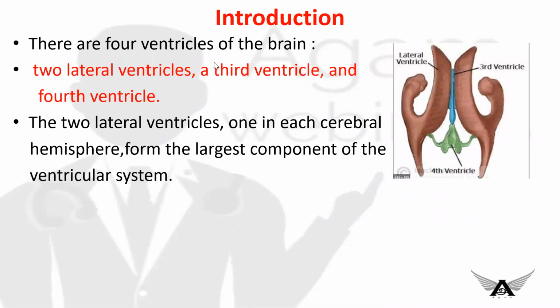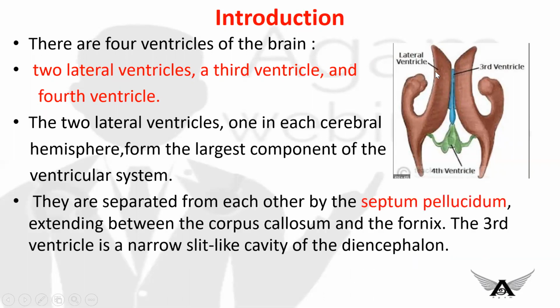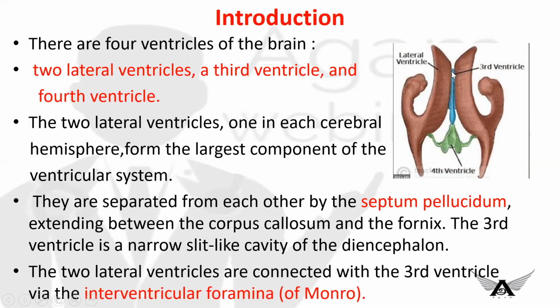So, there are four ventricles of brain: two lateral ventricles, a third ventricle, and a fourth ventricle. The two lateral ventricles, one in each cerebral hemisphere, form the largest component of the ventricular system. These are the lateral ventricles, located in the cerebral hemispheres. They are separated from each other by a septum called the septum pellucidum. And this one is the third ventricle, which is a narrow slit-like cavity of the diencephalon. The lateral ventricles are connected to the third ventricle by the interventricular foramen of Monro.